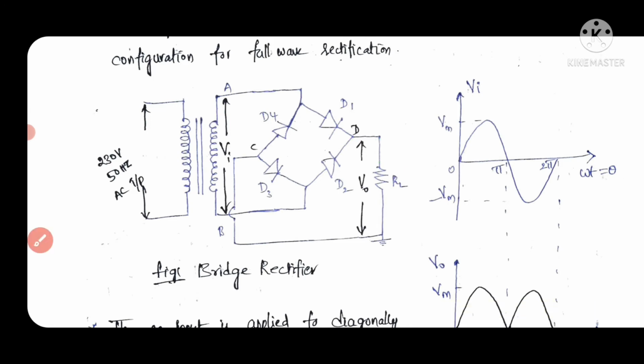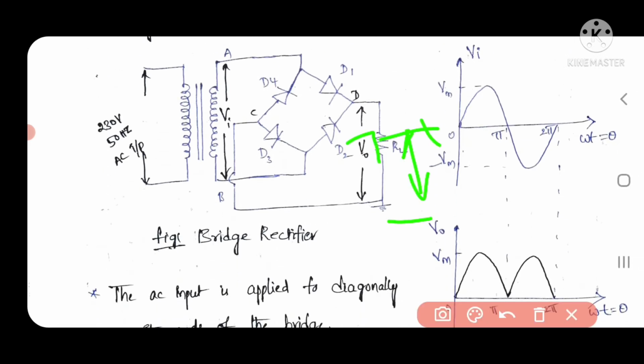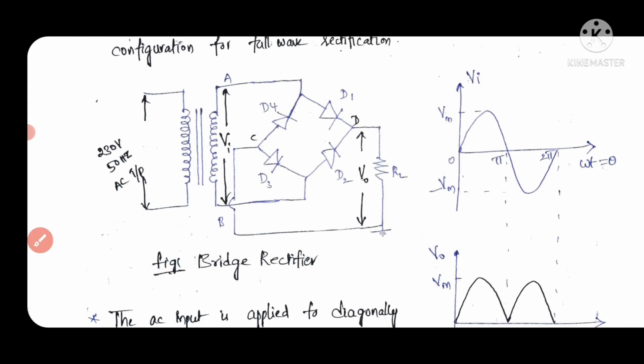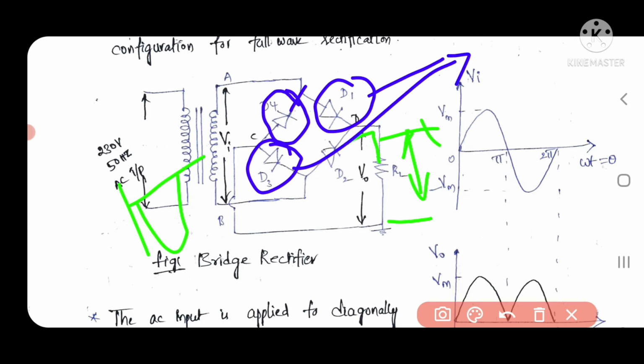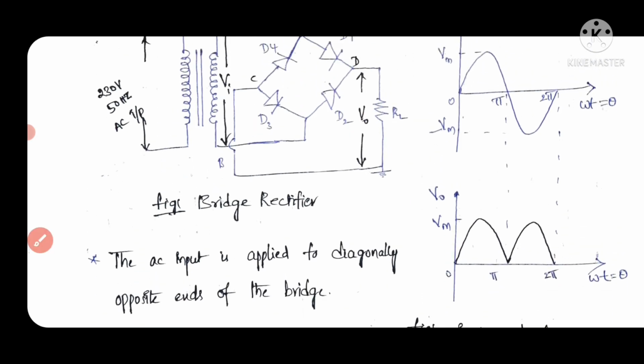If you go for the negative half cycle, let us see what happens. During the negative half cycle, D1 and D3 are in off condition, D4 and D2 are in on condition. In the previous case, D1 and D3 were on. So when we come to the negative half cycle, D2 and D4 come to on condition, and D1 and D3 go to off condition. Therefore, for both half cycles the bridge rectifier acts as a bridge rectifier.